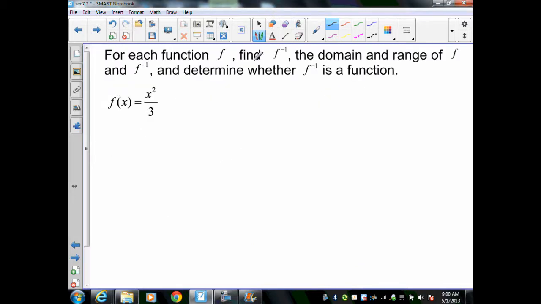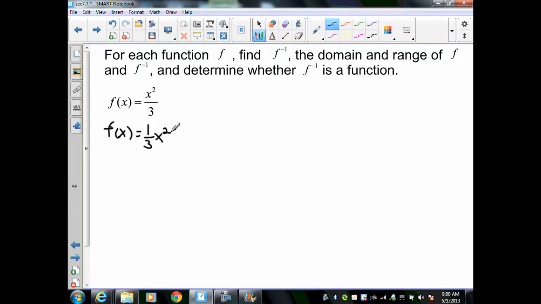In this example, I'm given a function. I want to find the inverse of that function, the domain and range of f and the inverse of f, and I want to determine whether the inverse is a function. Let's start with the domain of my function. Here, I have to use a lot of information that I've learned in the past. I can rewrite this function as 1/3 x squared.